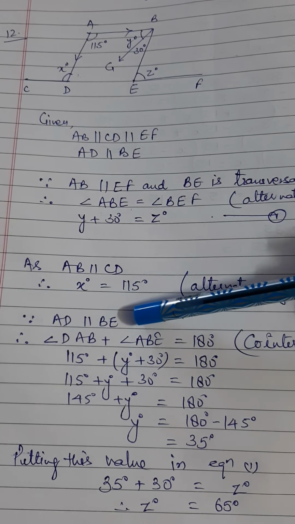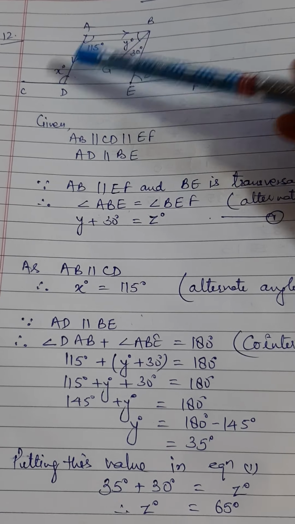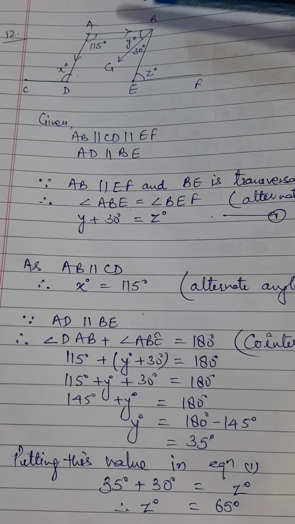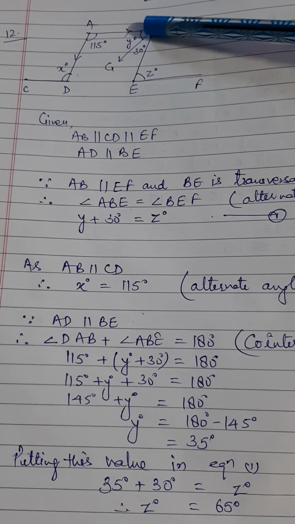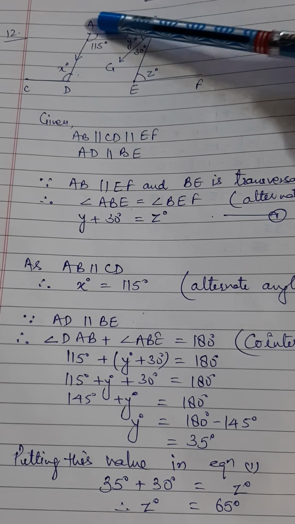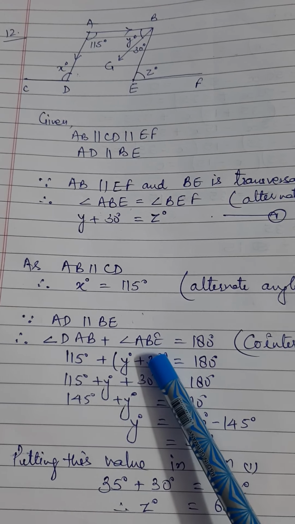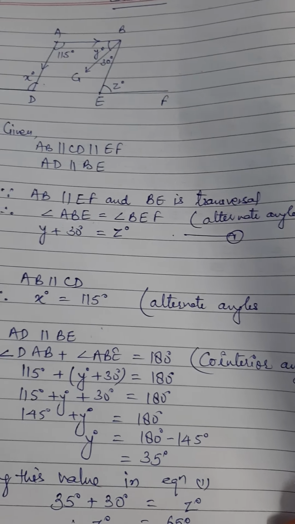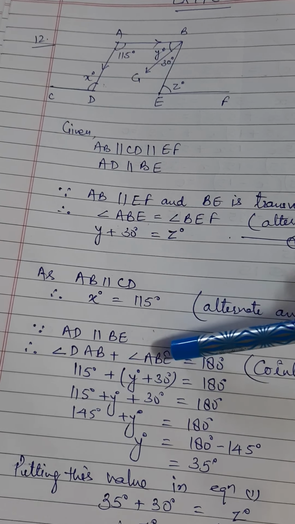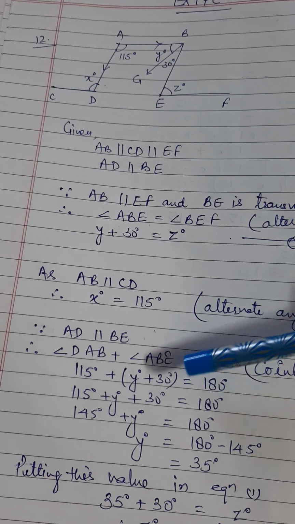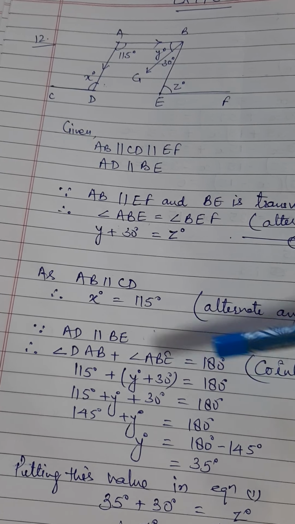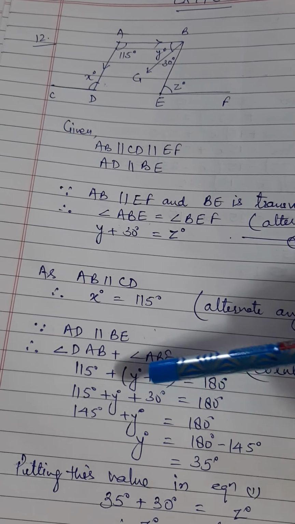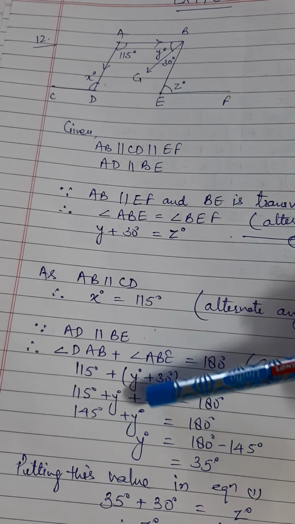From the given condition, we have AD is parallel to this BE, right? So these two angles, this DAB and this AEB, they are co-interior angles. So we can write DAB plus ABE is equals to 180 degree, and these are co-interior angles. So the value of DAB is 115 and the angle of ABE is y plus 30. So here we have 115 plus y plus 30 is equals to 180. The sum of these two is 145 plus y is equals to 180.